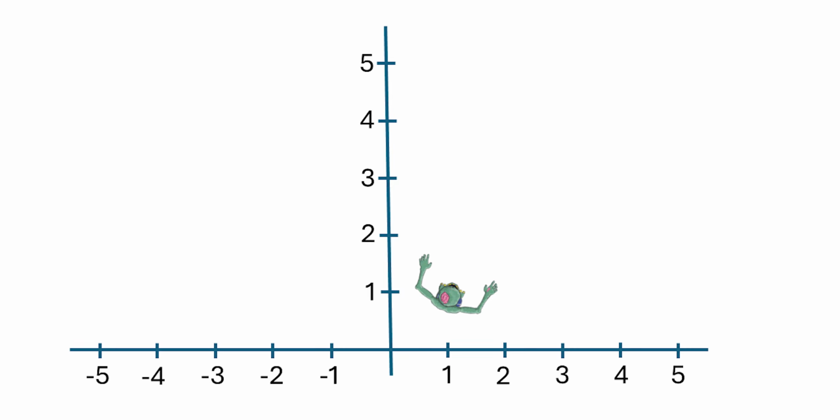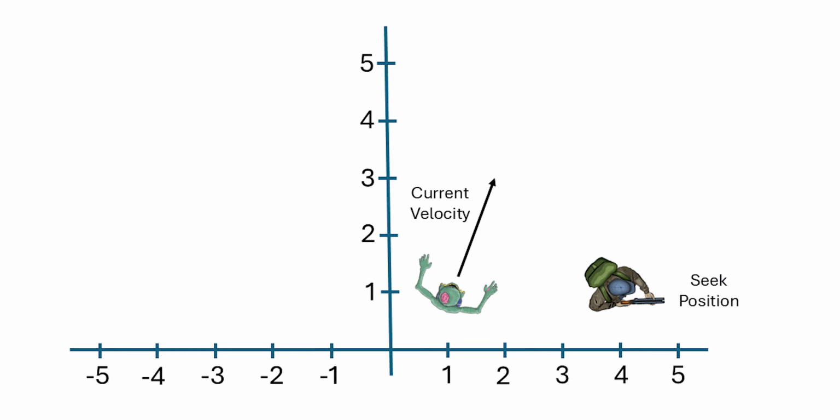First off, we have the seek behaviour, and we're going to see how we can get this zombie to seek towards its prey. It is currently moving, so it will have a current velocity, and the position of the unsuspecting human will be its seek position. So we need to get the vector from the zombie's position to the seek position.